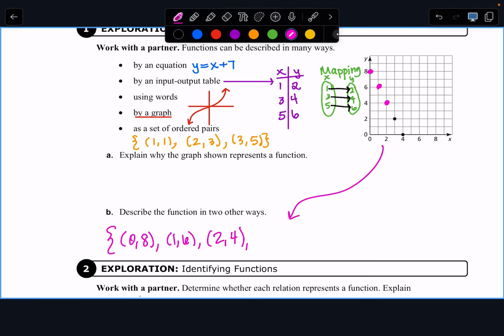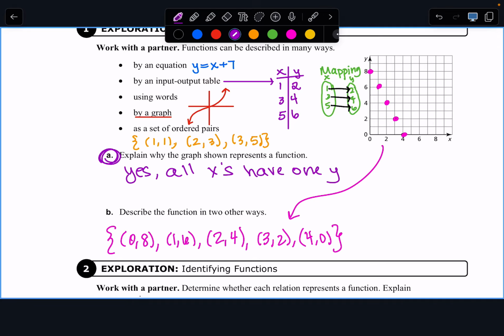3, 2. What's this one? 4, 0. Okay. So I have a question. Do all of those X's have only one Y value? Then when we answer this question up here, we say yes. All X's have one Y. All inputs have only one output.